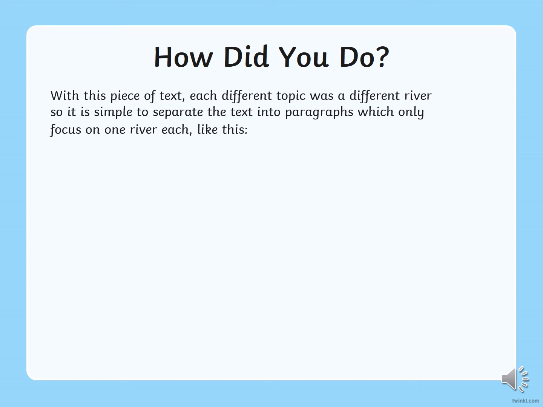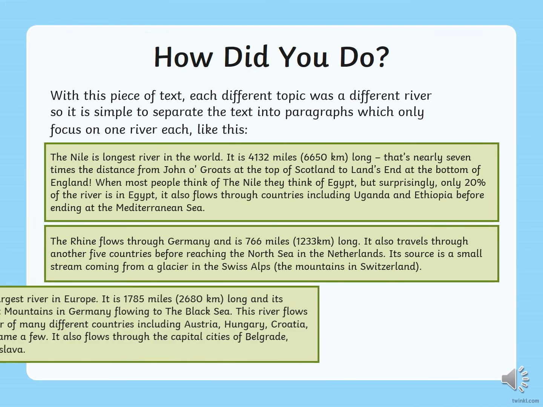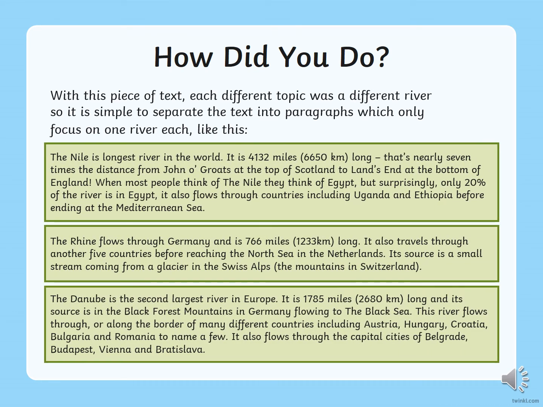So the piece of text, it was talking about 3 different rivers. So it made it a little bit easier to divide it into 3 paragraphs, each paragraph talking about one river. So the first paragraph, I've put down all the information about the Nile, the River Nile. The second paragraph is talking about the River Rhine, and the last paragraph is talking about the River Danube.